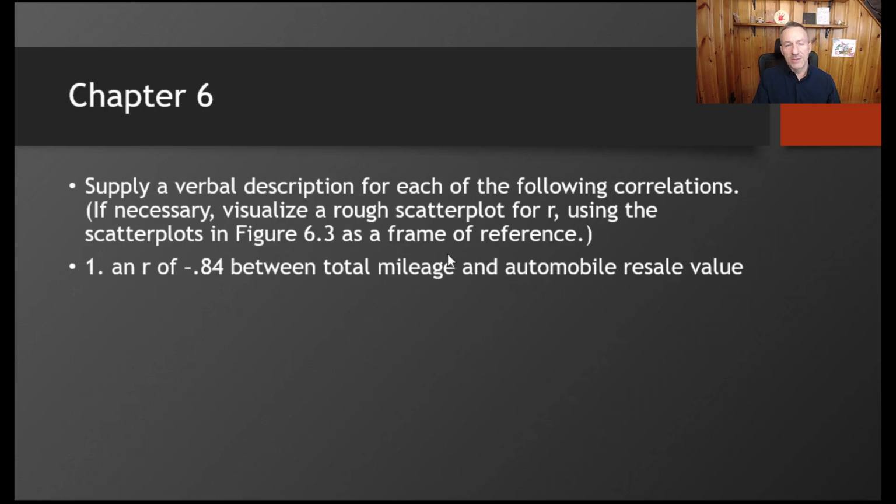And so there are some examples of this in the homework where you're supposed to supply a verbal description for the correlation. So an example, an R of -0.84 between mileage and automobile resale value. How would you say that in words? How I would say it would be something like, as your mileage goes up, your resale value goes down. Makes perfect sense. If you have a car with 100,000 miles, it's not going to be as valuable as a car with 300,000 miles on it.